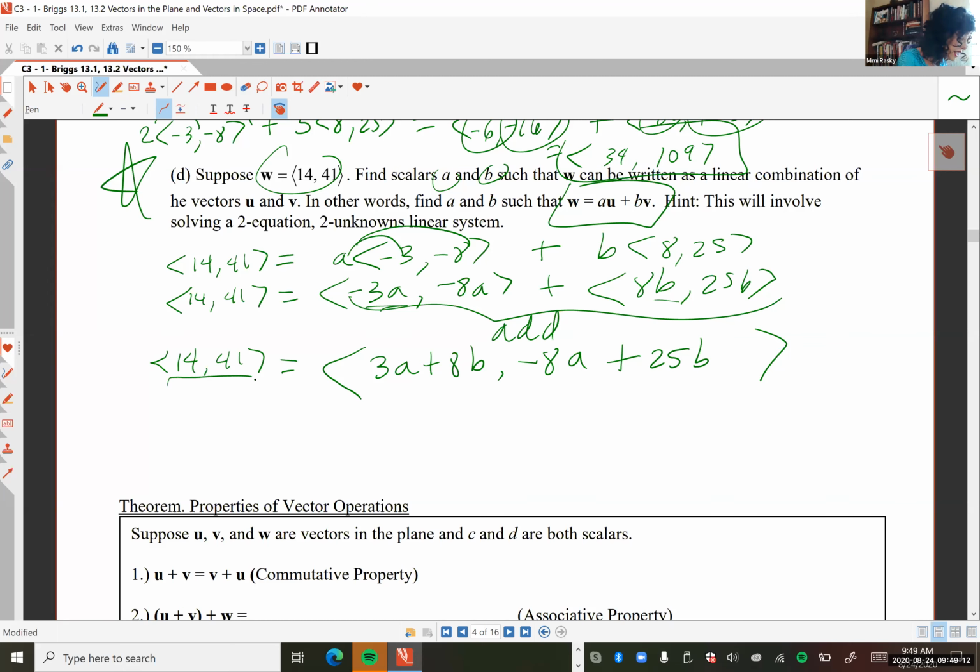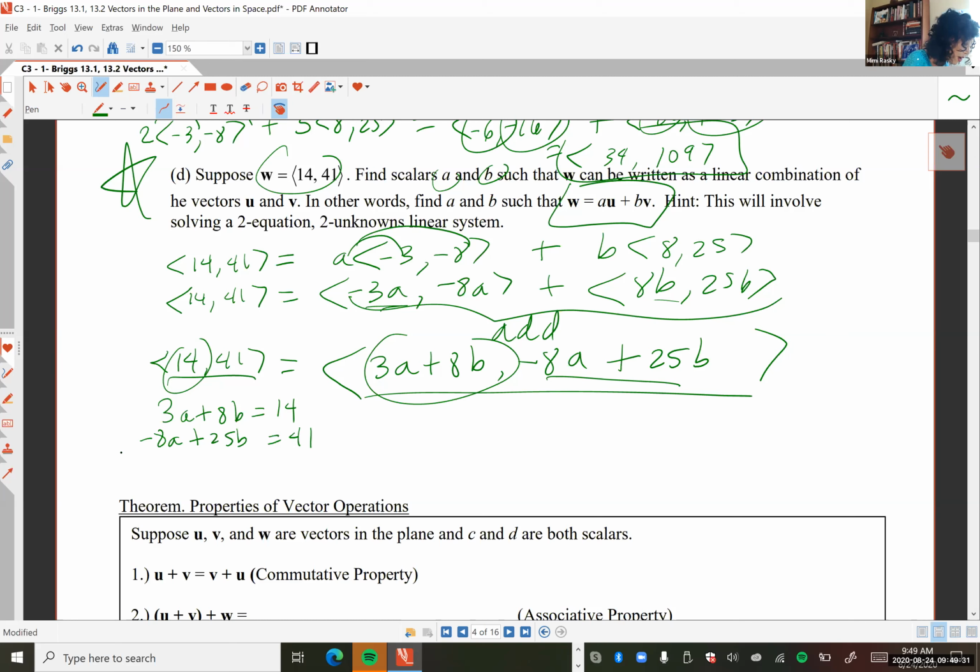Why? The left-hand side vector has to be equal to the right-hand side vector. Yeah, so what? That means the components must match. We need 3a plus 8b to exactly be equal to 14. And further, we need -8a plus 25b to equal 41. And this, folks, is a linear system of equations that you learned how to solve from an algebra class.